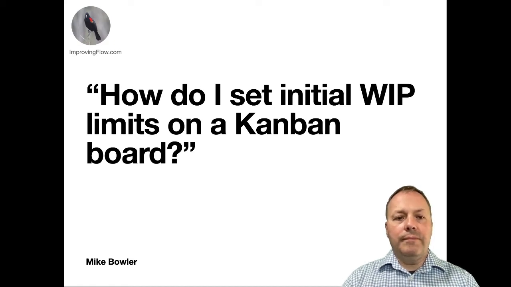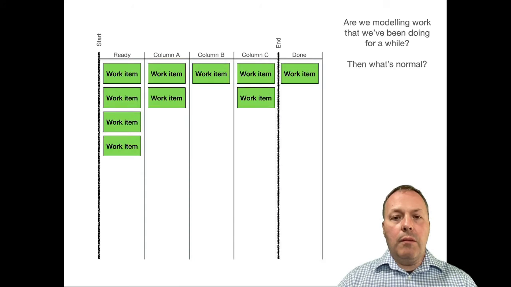I'm Mike Bowler. When we're working with a Kanban team for the very first time, one of the most common questions we get is how do we set those initial WIP limits on a Kanban board? So imagine that we have a board that looks like this. The first question we'll ask is what work do you already have? And let's put that work up on the board so that we can see what we've got.